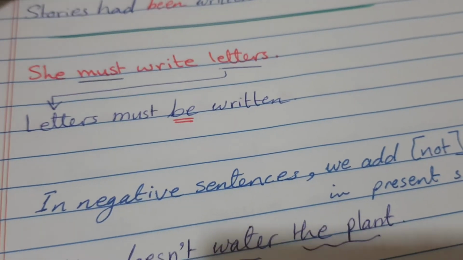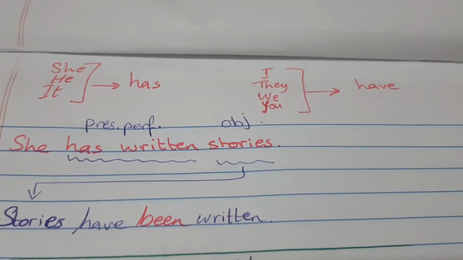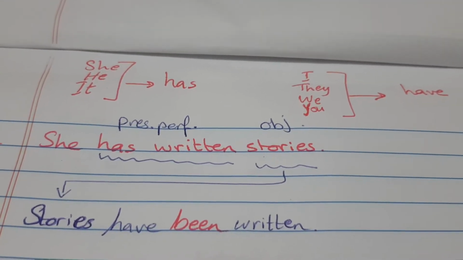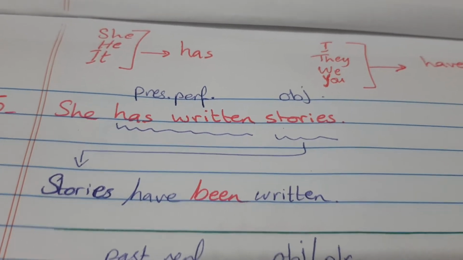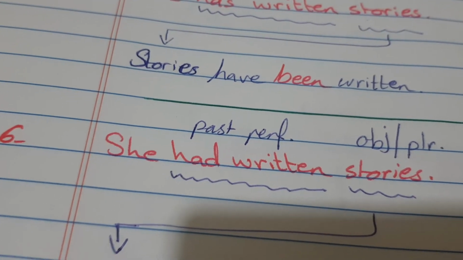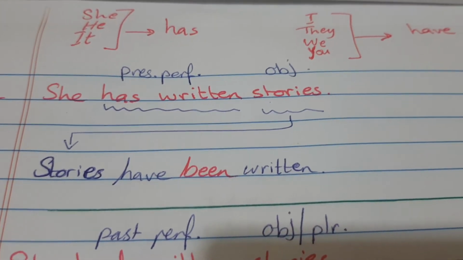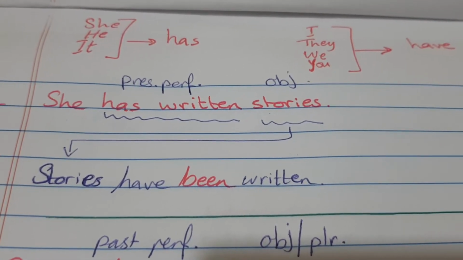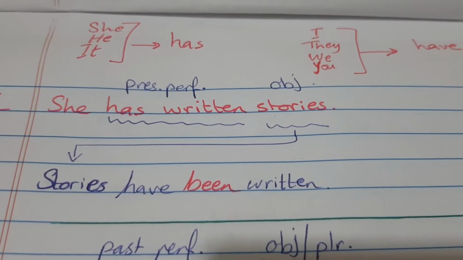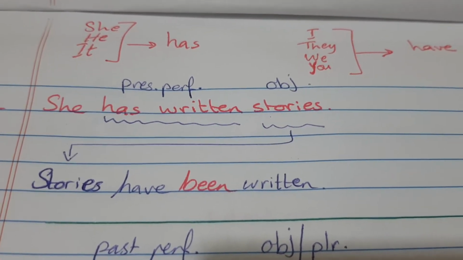Now, if we move to present perfect, here is the sentence. She has written stories. You will notice the more examples we use, the more practice, the more we repeat the same steps, the easier the whole process becomes. So she has written stories. Again, underline the tense and the verb: has written, present perfect simple. Stories, object, plural. Now start with stories.